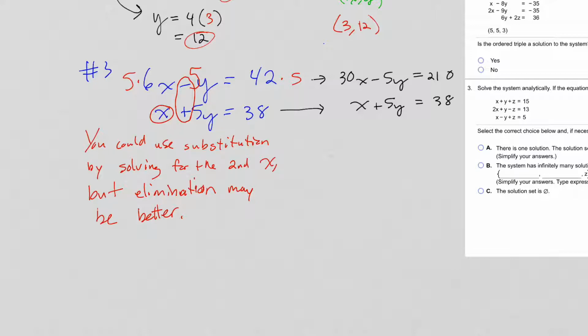And now we can combine both equations. So the 5y and the negative 5y, they both cancel. That's going to leave us with 31x equals 248. And now we divide both sides by 31.